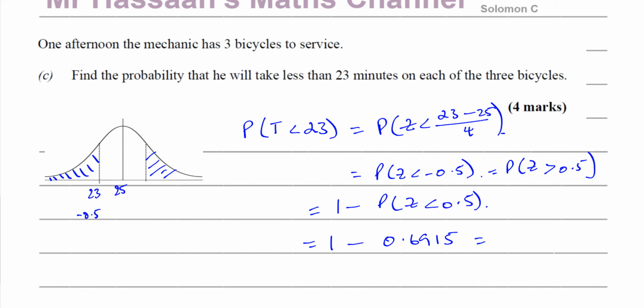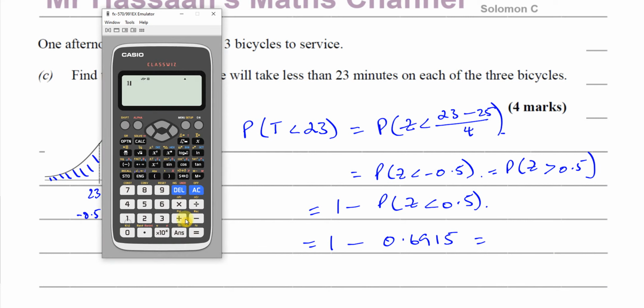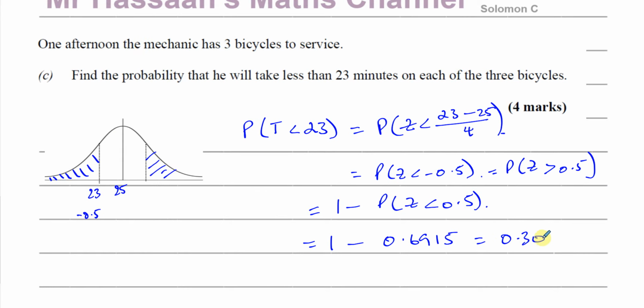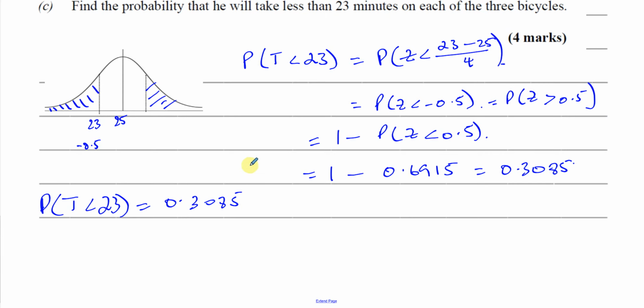So if we do 1 minus 0.6915, that gives me 0.3085. So the probability that he takes less than 23 minutes on one bike is equal to 0.3085.